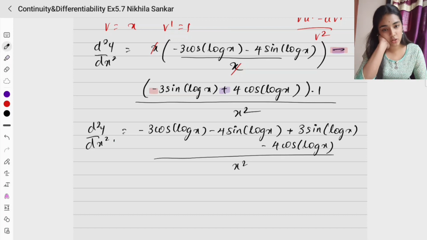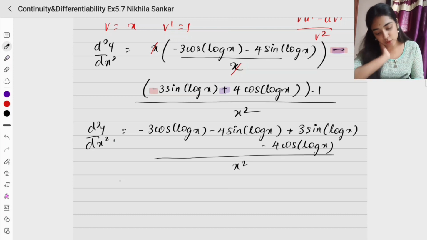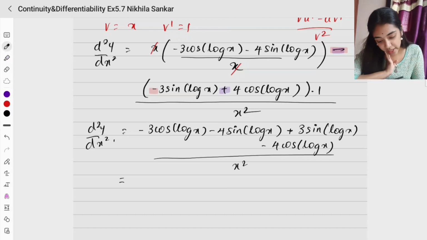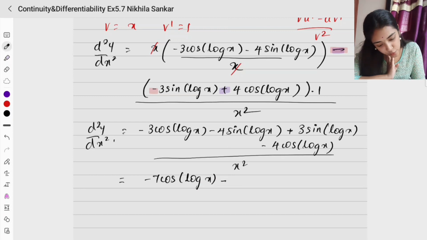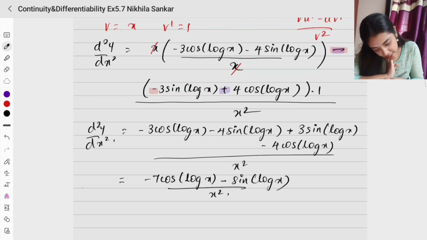Now we have found the second order derivative, and the first order derivative. Let me further simplify this. So, I have minus 3 cos minus 4 cos. So, I'll have minus 7 cos of log x, minus 4 sin plus 3 sin, so minus 1 sin. So, sin of log x, the whole divided by x square. So, this is my d square y divided by dx square.